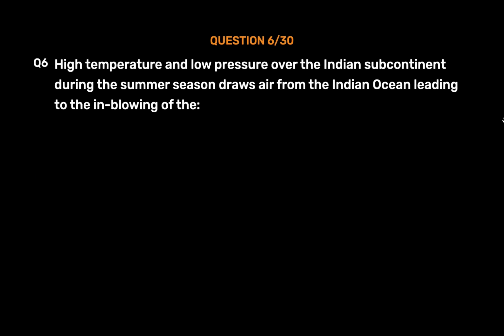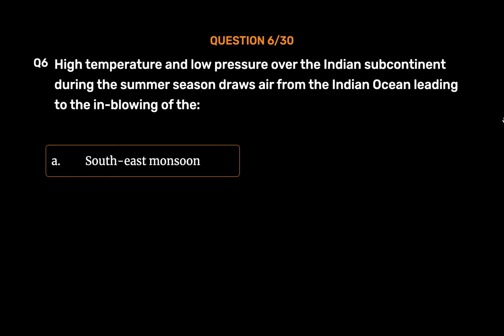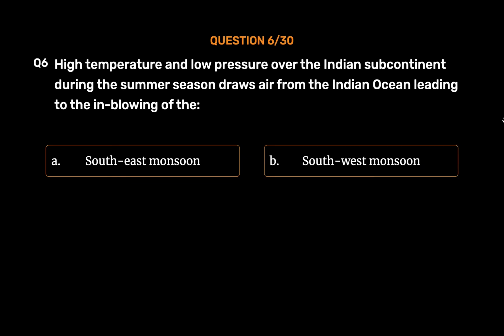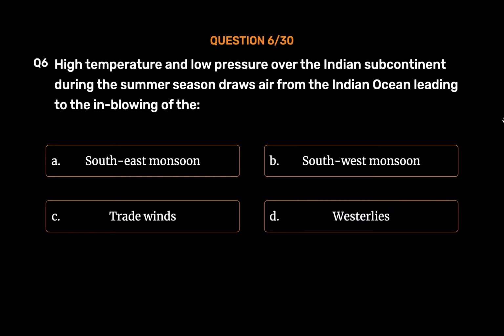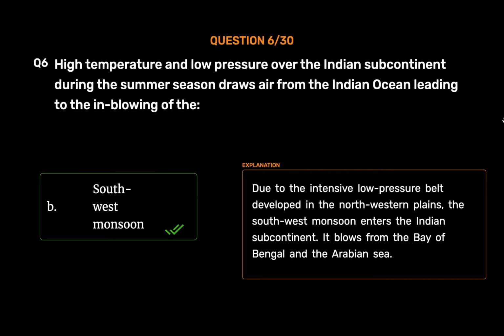Question number 6. High temperature and low pressure over the Indian subcontinent during the summer season draws air from the Indian Ocean, leading to the inblowing of the Option A. Southeast monsoon. Option B. Southwest monsoon. Option C. Trade winds. Option D. Westerlies. The correct answer is Option B. Southwest monsoon. Due to the intensive low-pressure belt developed in the northwestern plains, the southwest monsoon enters the Indian subcontinent. It blows from the Bay of Bengal and the Arabian Sea.